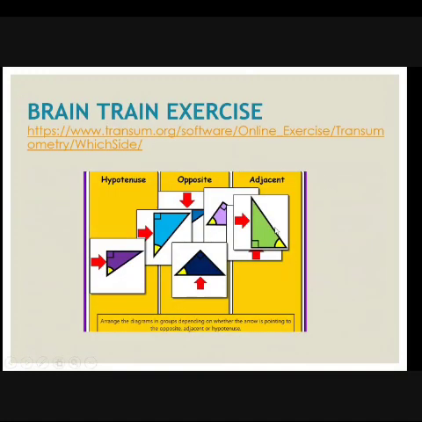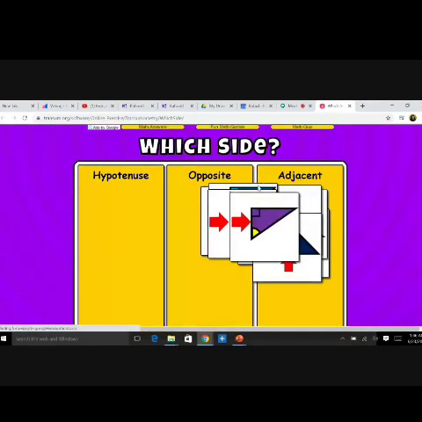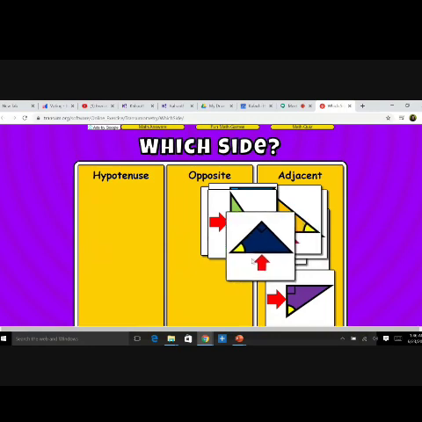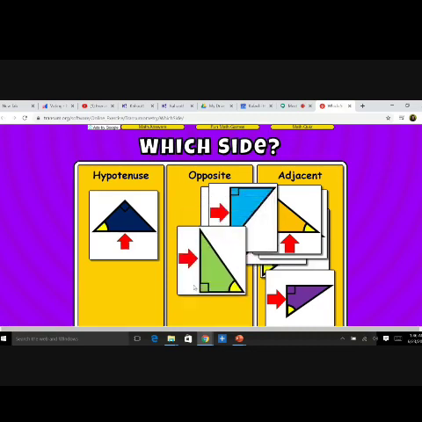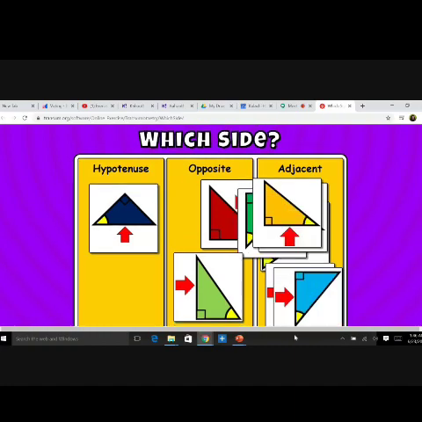So let's have a quick small brain train exercise. In this, we are supposed to arrange the sides into hypotenuse, opposite and adjacent as per the arrow given below. Here, for this angle, this is the adjacent side, so I'll put it in the adjacent column. This one is the side opposite to the right angle, so I'll put it in the hypotenuse column. Then this is the side opposite to the angle of reference, so I'll put it in the opposite side. This one is again the adjacent one.